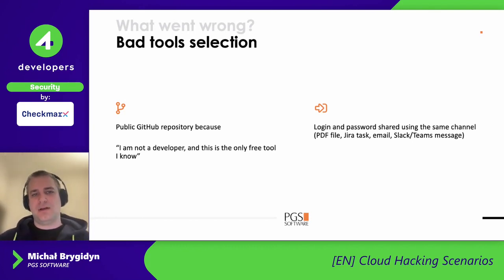Also, when you create a new user or new access secret keys for someone in your project and you want to share them, it's not a good idea to share them using the same channel, like sending both on Slack, on Teams, in a single message, even sending them in a single email.